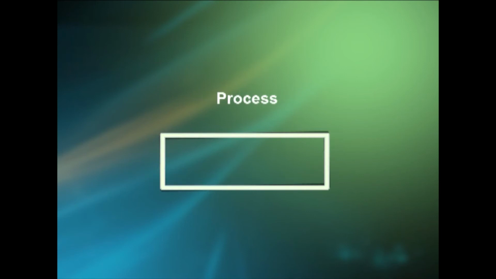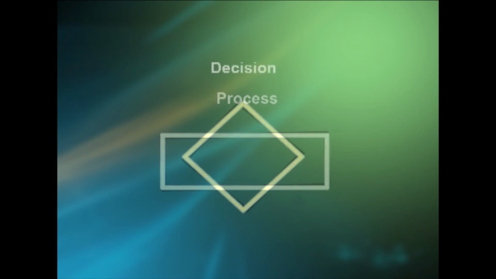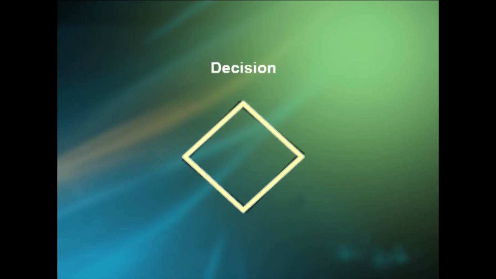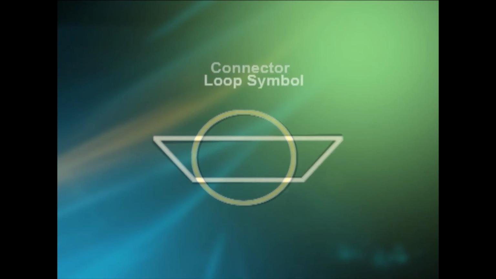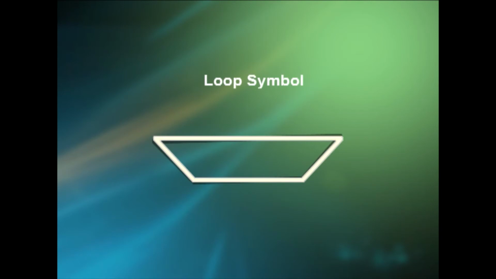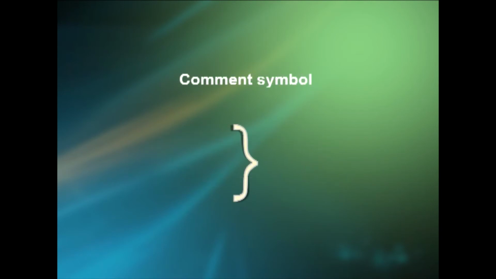The fourth one, rectangle, indicates the process, and the next one is the diamond shaped symbol, which is used for decision making, and the other one is the connector, that is the small circle, and the next one is the loop symbol, and finally you can use the symbol for command controls. Now, let us see the use of each symbol in detail.